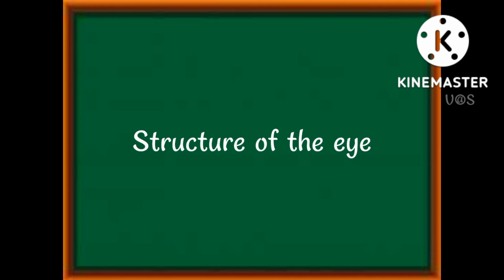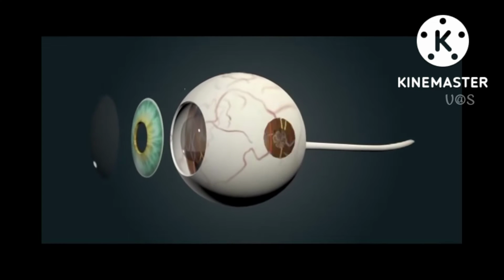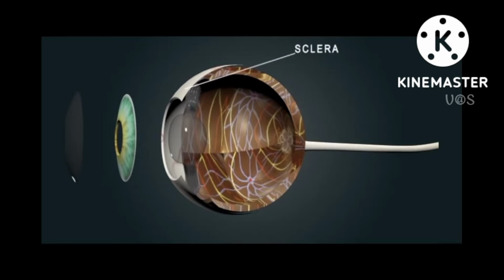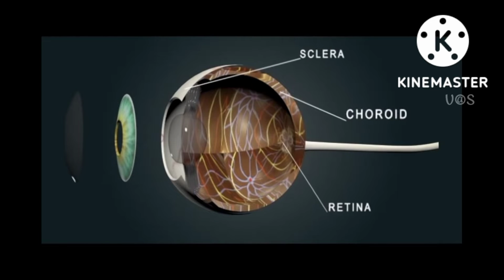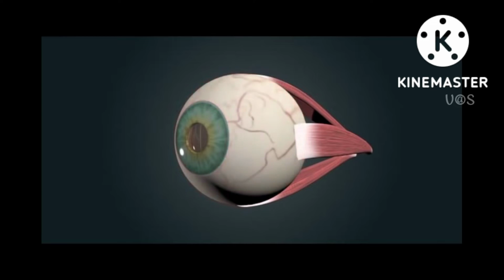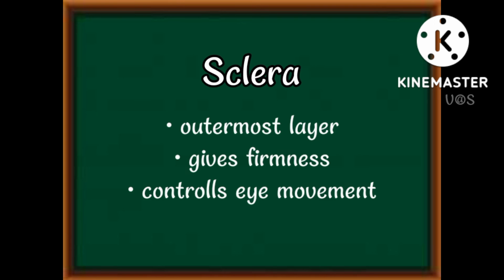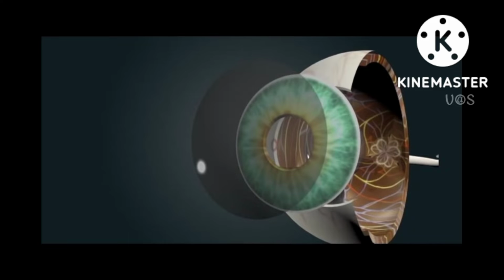So, let's go through the structure of the eye. The eye has three layers: sclera, choroid, and retina. The sclera is the white outermost layer that maintains the shape of the eye and gives its firmness. The muscles attached to the sclera control the eye movement. The sclera contains the cornea. It is the outer clear circular structure which allows light rays into the eyes.